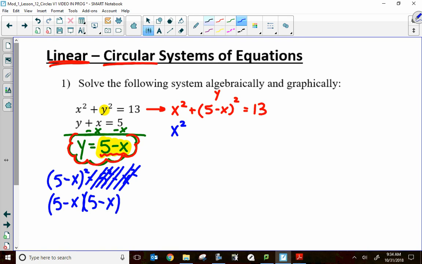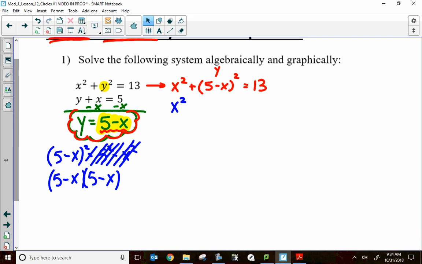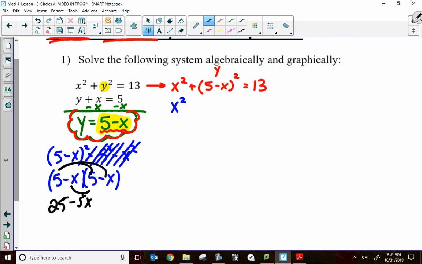I have to FOIL this out. Some people do the box method or the lattice method or tic-tac-toe method. However you want to do it, that's fine. I'm going to kind of do this quickly because we should be good at this. So I'm not going to spend too much time on it. 25 minus 5x minus 5x plus x squared.